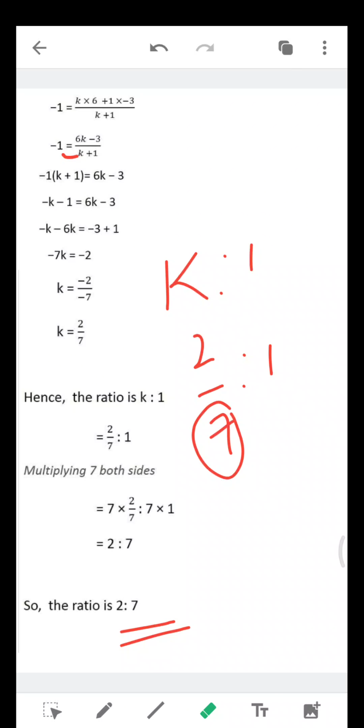Got it, everyone? So whenever the ratio is missing, you can begin with k is to 1 as ratio. There is another method for finding it. You can even take m1 is to m2 as the ratio, but there you will get two linear equations, and you have to solve them by elimination method and find the values of m1 m2. This is quite easier if you go with k is to 1. So 2 by 7 is to 1 can again be converted into 2 is to 7 by multiplying by 7 on both the sides.